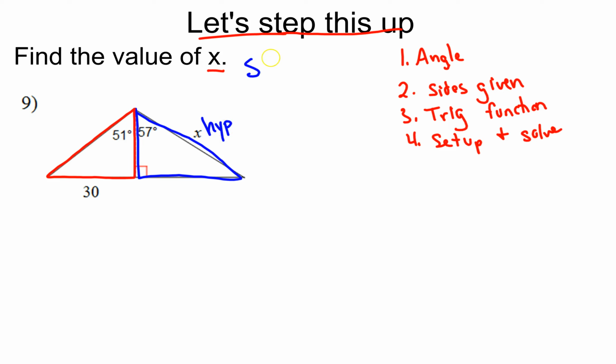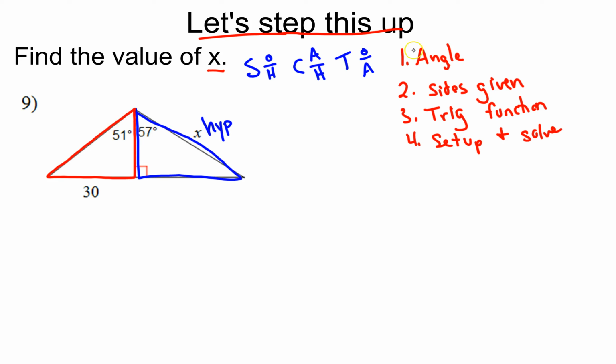If we look at SOHCAHTOA, the problem is that we need another side, because in SOHCAHTOA we have 2 sides. We have opposite and hypotenuse, or opposite and adjacent. The problem is we only have hypotenuse. So we don't know which one of these 2, sine or cosine, to pick, because we need another side. So we need something else. Maybe this red triangle can help us find that something else. So we're going to come back and look at the red triangle now.